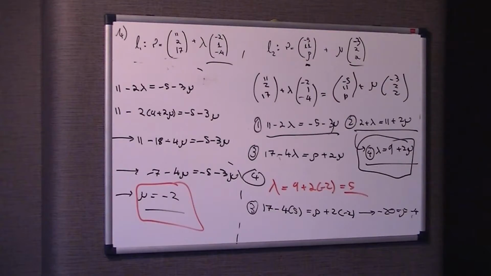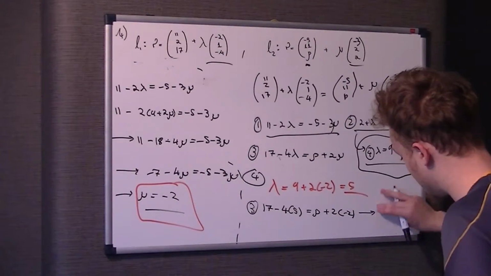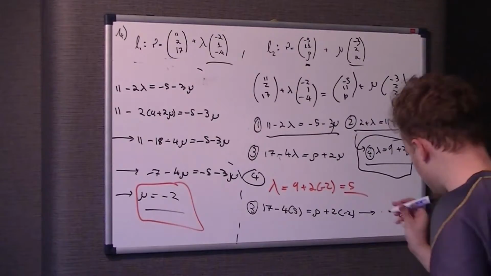Have I done that right? Oh, sorry, not minus 20. Sorry, it's 17 take 20, which is obviously minus 3.